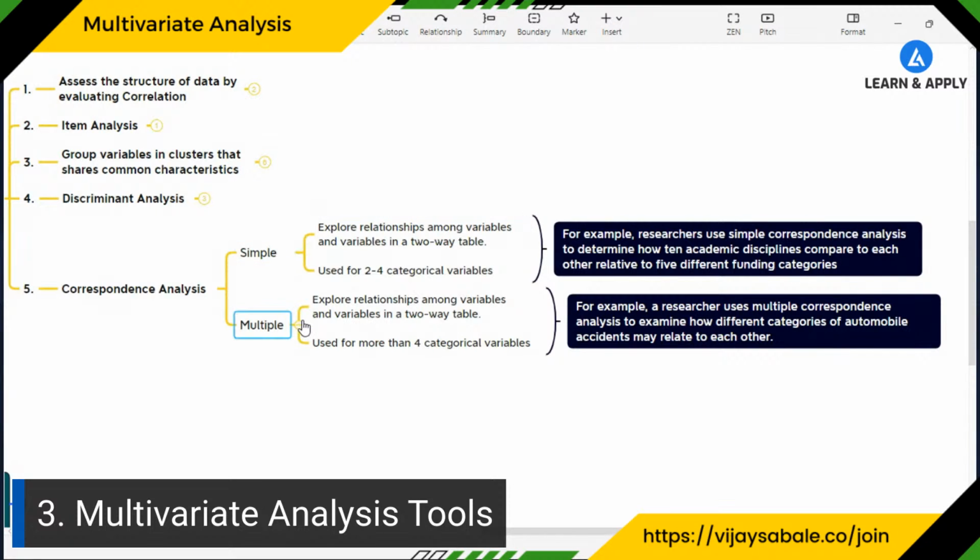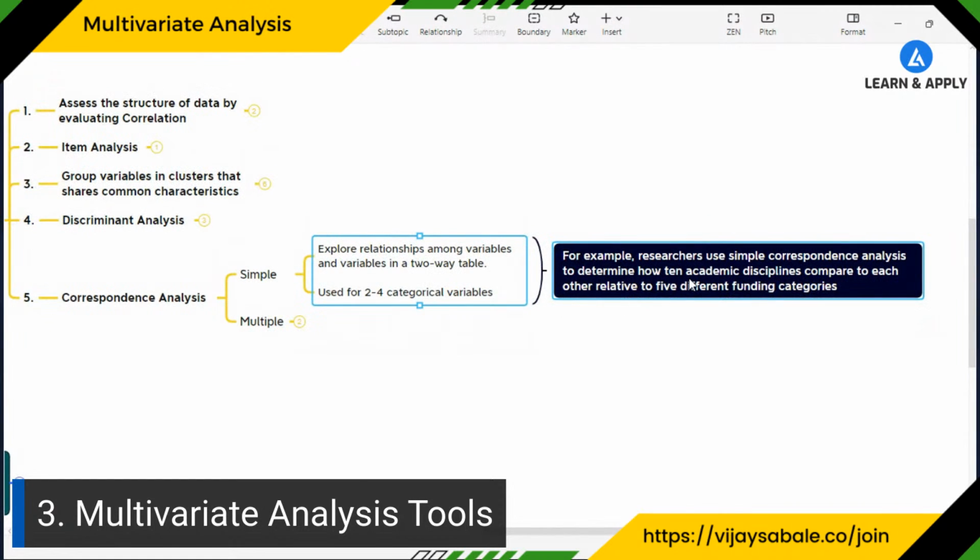For example, a researcher used simple correspondence analysis to determine how 10 academic disciplines, right? Now, academic discipline is one variable, related to 5 different funding categories. So the funding category is another variable. So we are going to see the relationship between these two categorical variables having their multiple elements, right? In that case, we are going to use simple correspondence analysis.